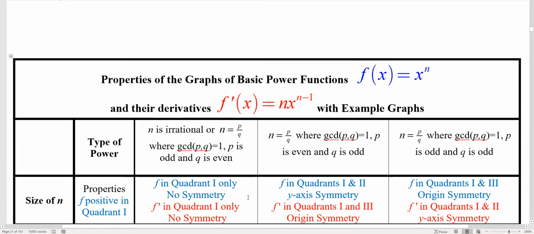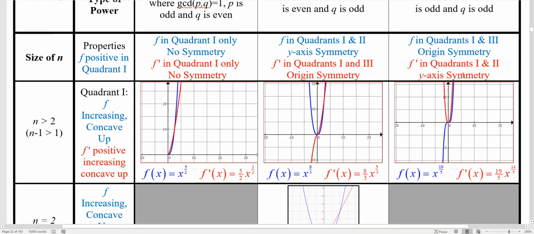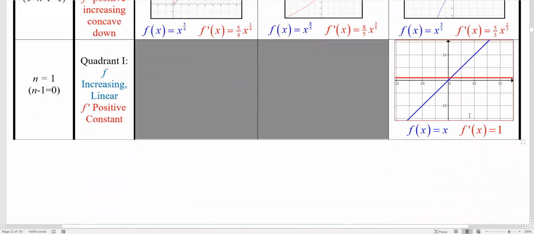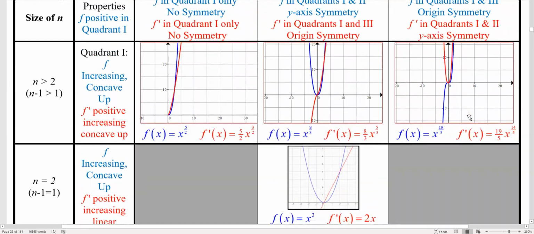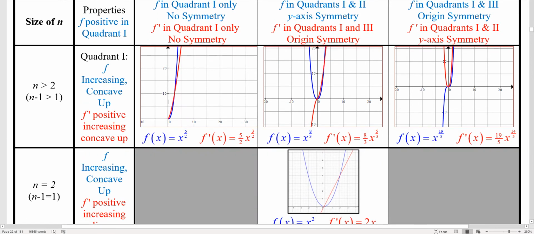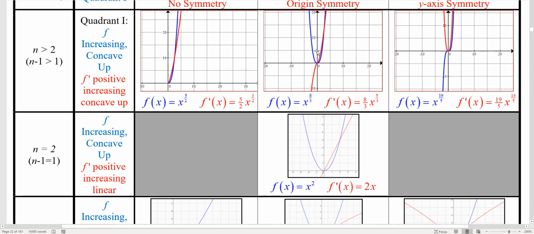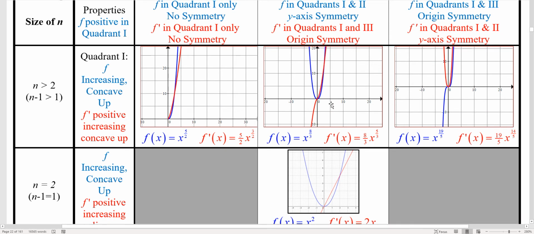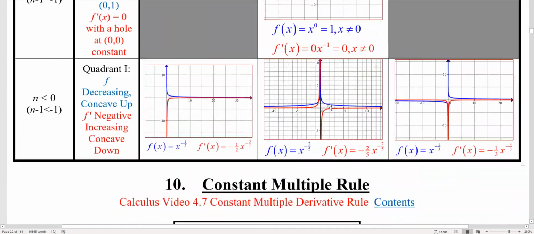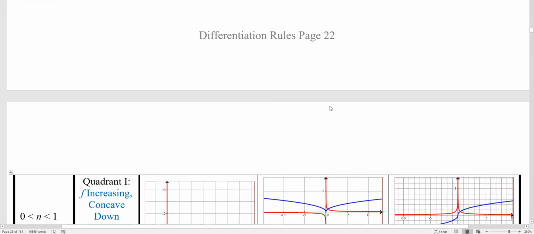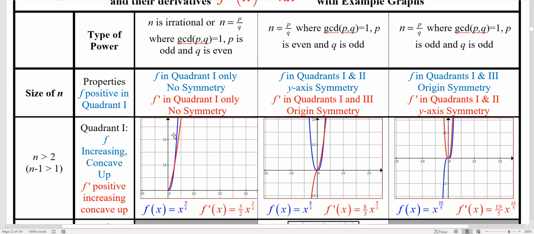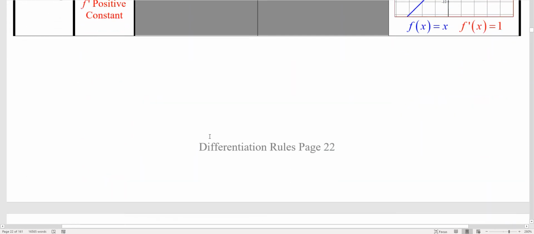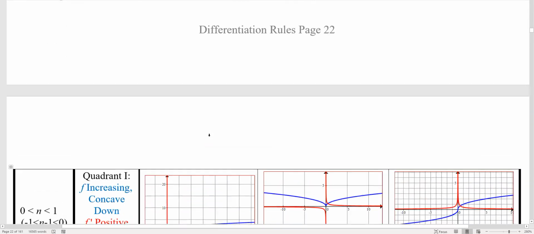So notice that this shows that in this last column, all the graphs have origin symmetry for the blue original graphs, and their derivatives all have y-axis symmetry. And it's just backwards for the middle column here. All of these have y-axis symmetry for the blue original graph, and all their derivatives have origin symmetry on the red graph. All the ones in this first column have first quadrant only for both the first derivative and the original function.